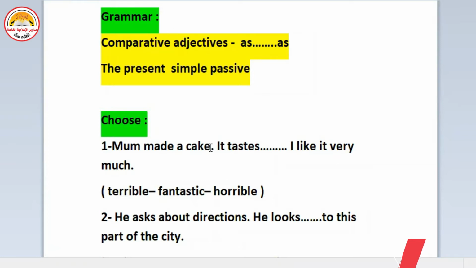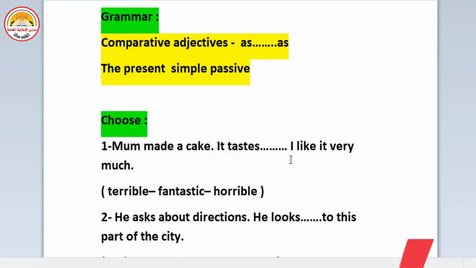Mom made a cake. It tastes fantastic. I like it very much. Okay, very good. Thank you, Yusuf. Here, number one: Mom made a cake. It tastes fantastic. I like it very much.